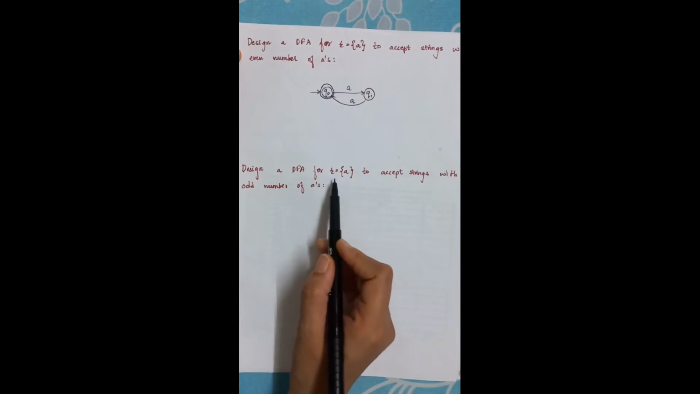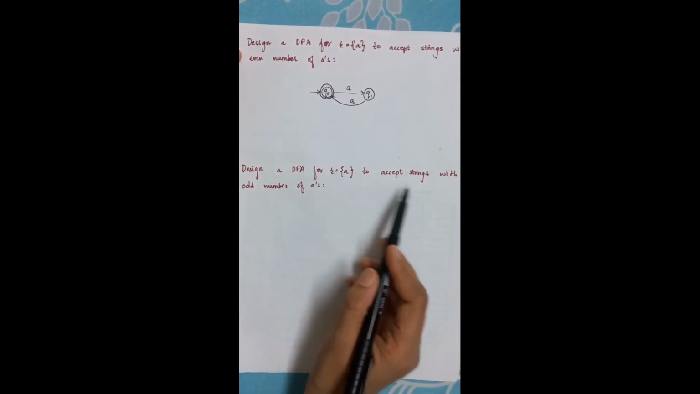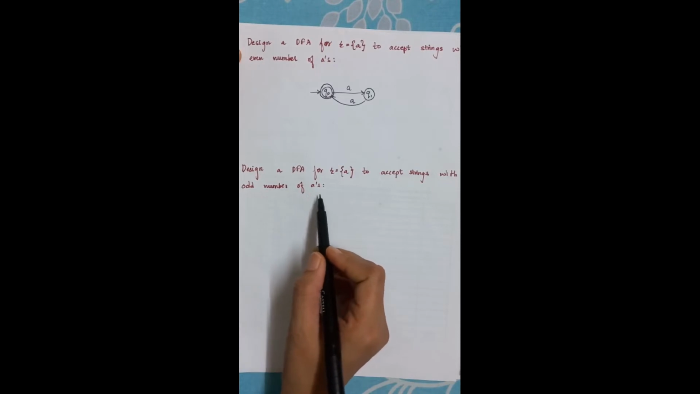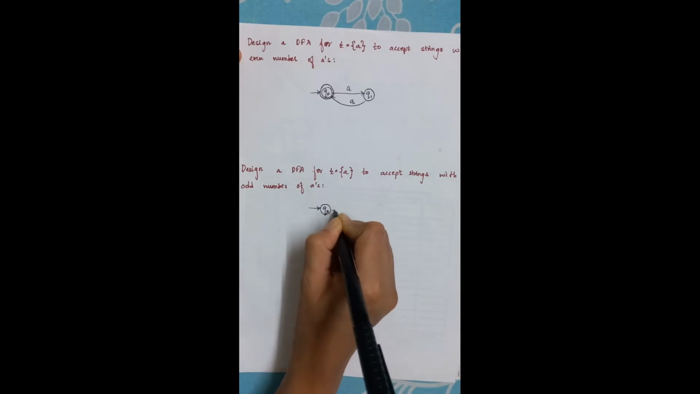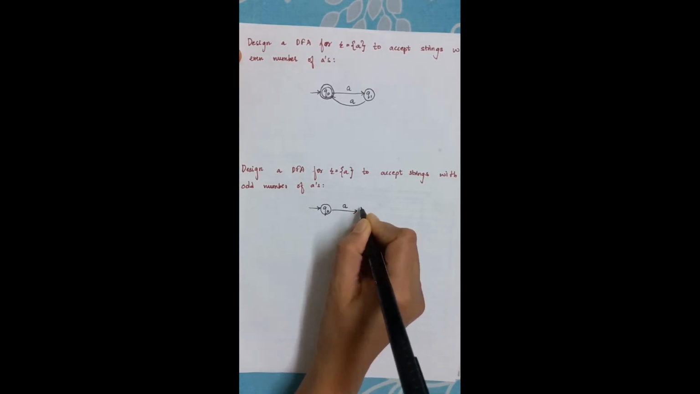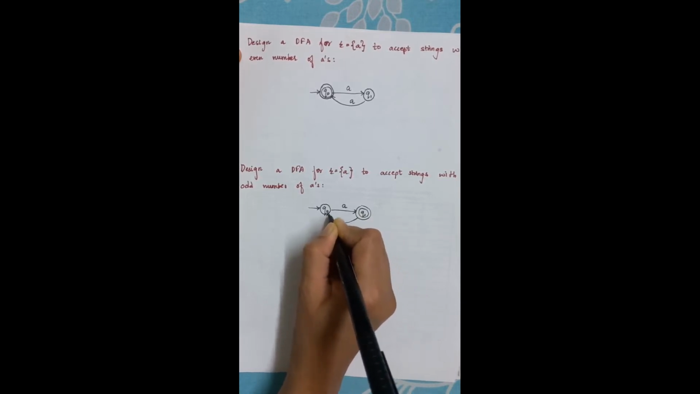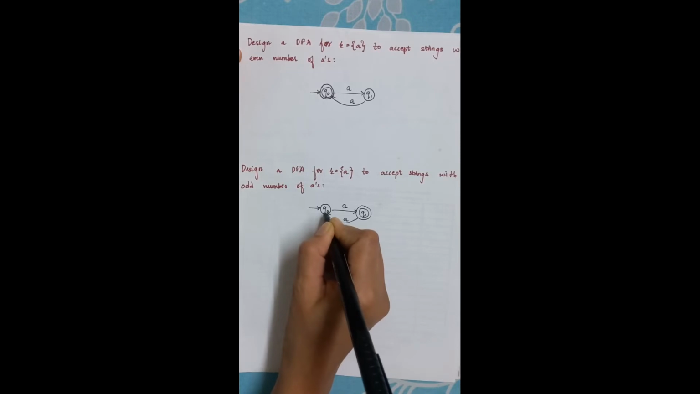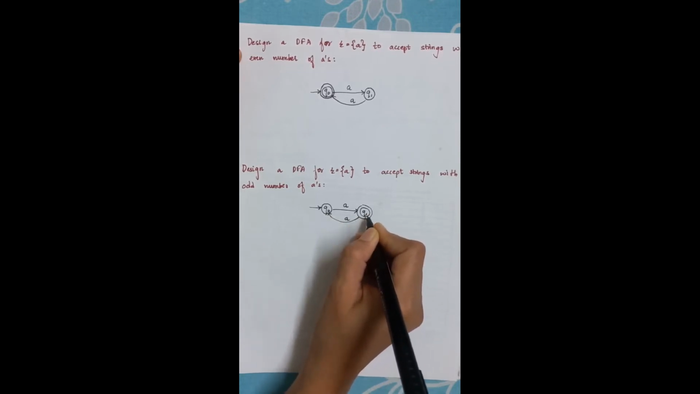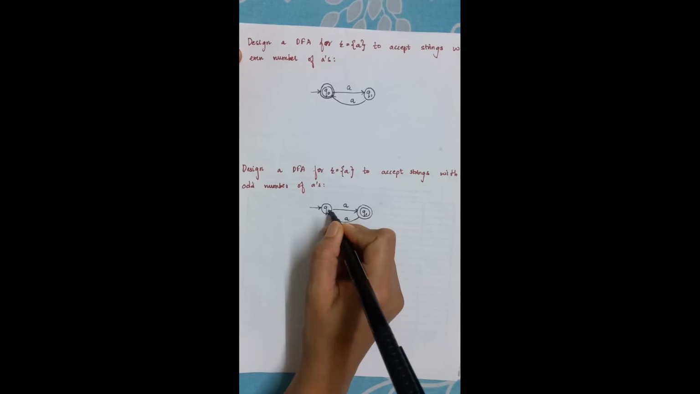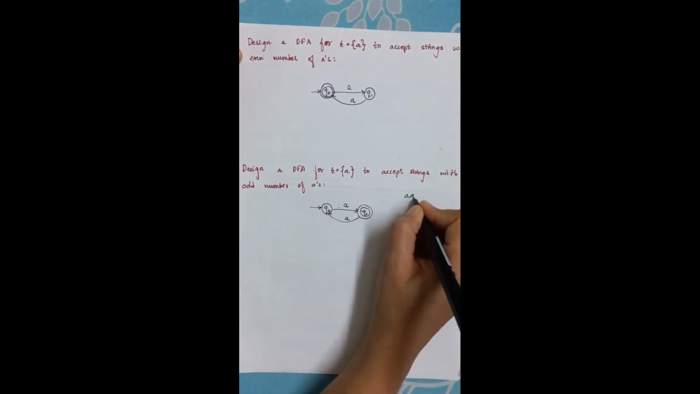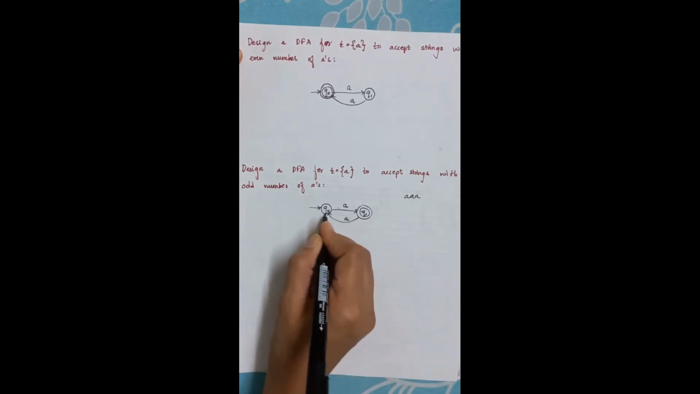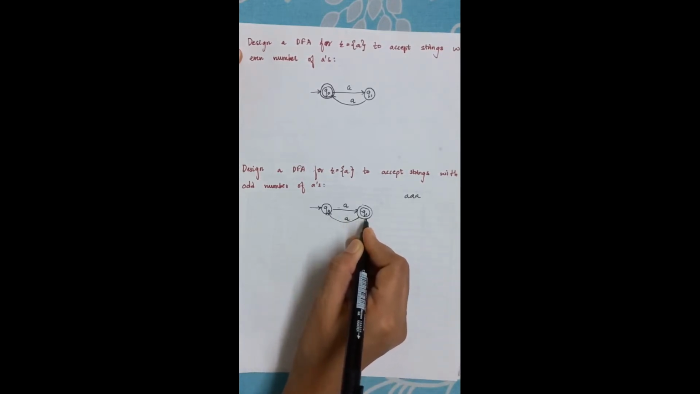Design a DFA for sigma equal to A to accept strings with an odd number of A's. Here my final state will get reversed. So here the aim is to avoid a round trip. So this will be my final state. 1 A, 2 A's will take me to this itself, but 3 A's, 1, 2, 3, will take me to this state.